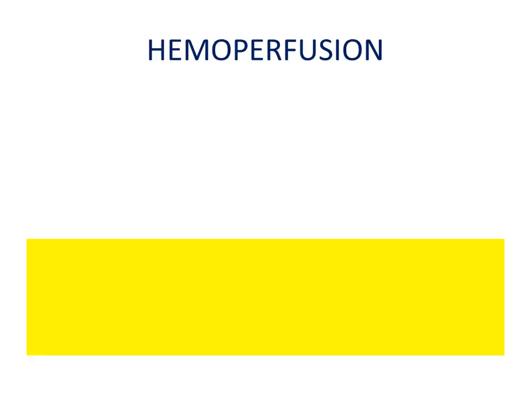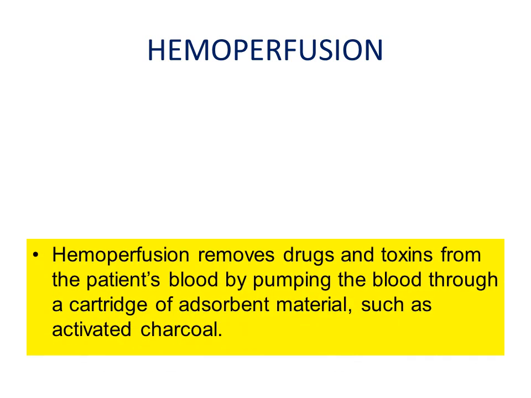Hemoperfusion is another method by which we can eliminate the absorbed poison. It removes the drug and the toxins from the patient's blood by pumping the blood through a cartridge of adsorbent materials, such as activated charcoal. So basically hemoperfusion and hemodialysis are more or less the same thing. The difference is that in hemodialysis we use a capillary tube with a selectively permeable membrane, whereas in hemoperfusion we use activated charcoal to eliminate the poisons.